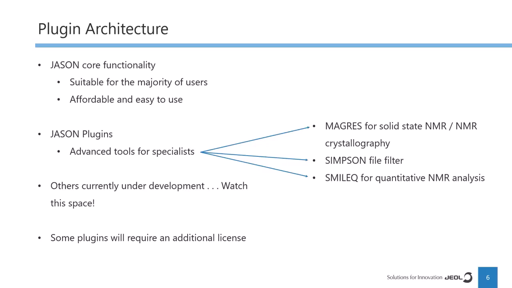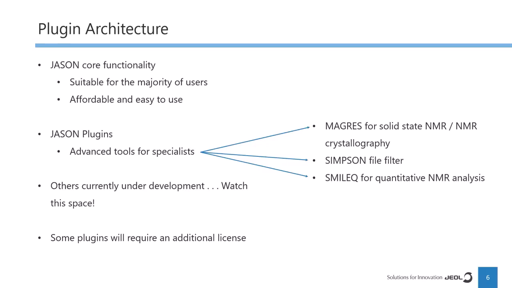If you do need those tools, you activate your plugin and more tools become available to you. And currently we have 3 plugins available for JSON. One is our MagRes plugin. This is designed for solid state NMR spectroscopists who are doing NMR crystallography. And this is a plugin that's designed to read output that comes from DFT calculations, particularly plane wave DFT calculations from packages such as CASTEP and Quantum Espresso. MagRes can read those files, view the data within JSON, and allow you to do the comparison with your experimental data.